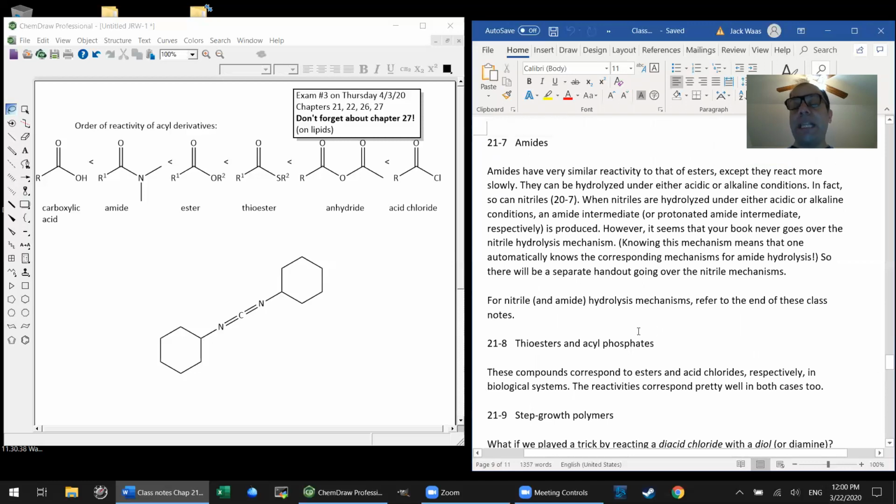Actually, we already did come, maybe not thioesters, but we came across acyl phosphates in the chapter on lipids when we were talking about phospholipids and things like that. And compounds like this might also come into effect when we talk about carbohydrates. Unfortunately, we will need to skip chapter 29 when we would certainly have run into both thioesters and acyl phosphates as we went over metabolism.